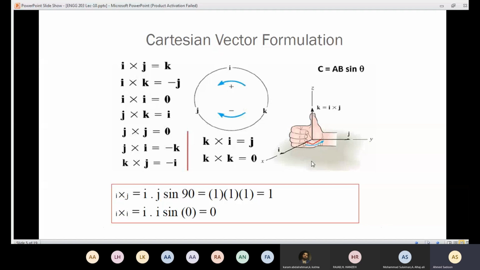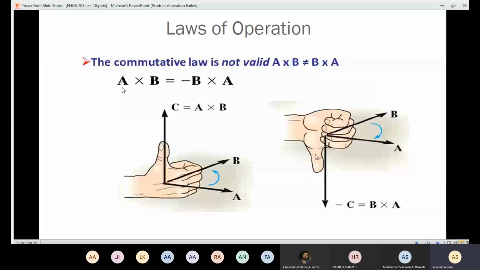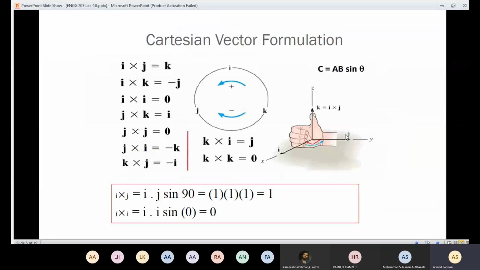And if you remember, when we were talking about the commutative law, we said that A cross B equals minus B cross A. So we are going to say that J cross I will give us minus K, while I cross J will give us positive K. So here I cross J equals K, and here we have J cross I equals minus K.